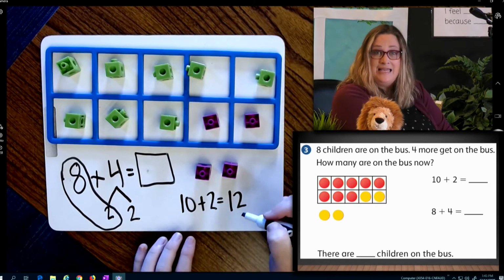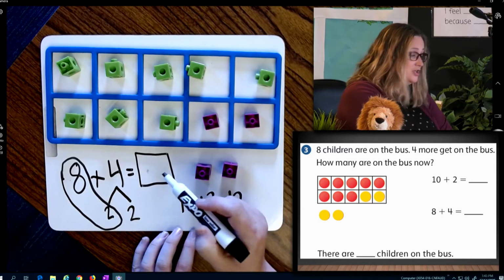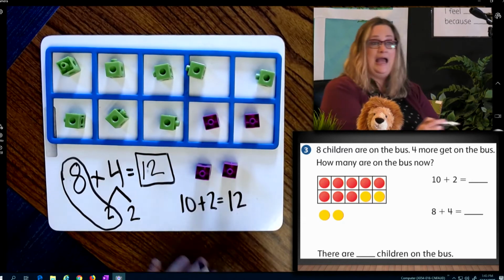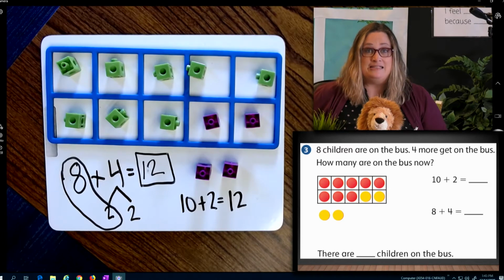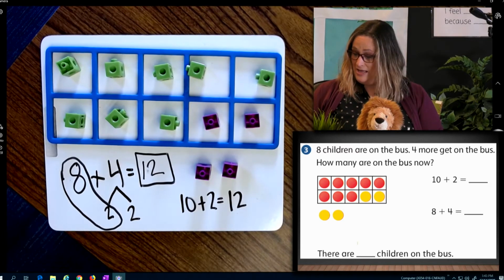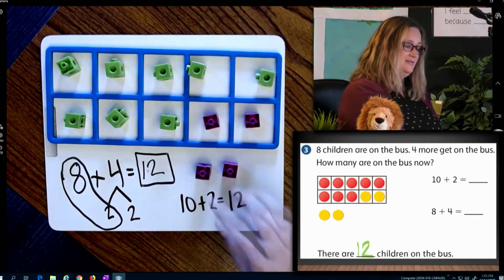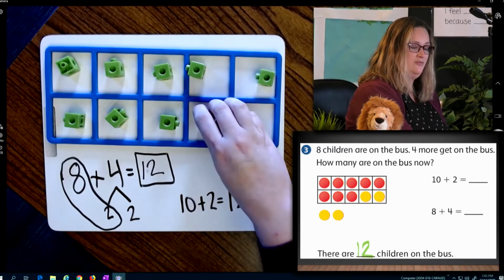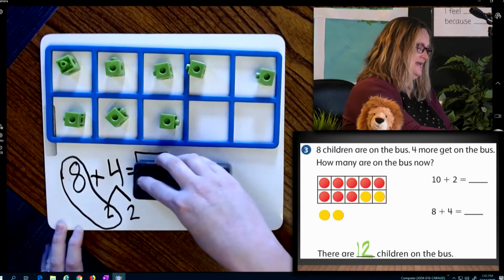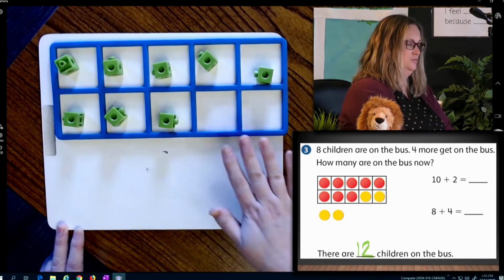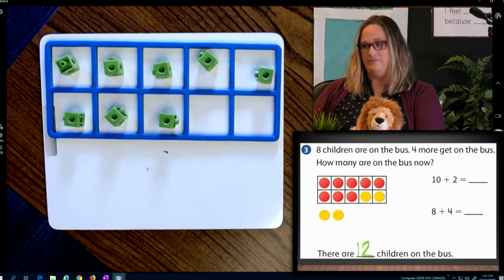So what is 8 plus 4? 12. How many children are on the bus now? 12 children are on the bus now. Kiss your brains. All right. Reset. Ooh. Let's see what's next.